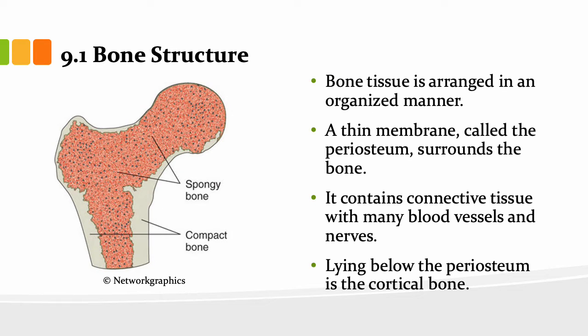Bone tissue is arranged in an organized manner. A thin membrane called the periosteum surrounds the bone. It contains connective tissue with many blood vessels and nerves. Below the periosteum is the cortical bone, or the compact bone.